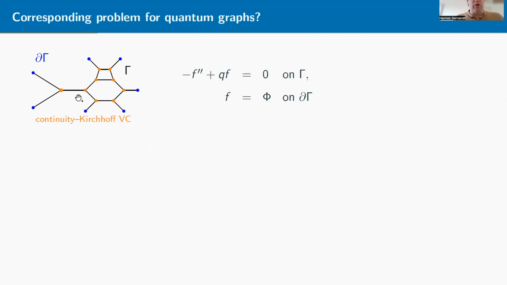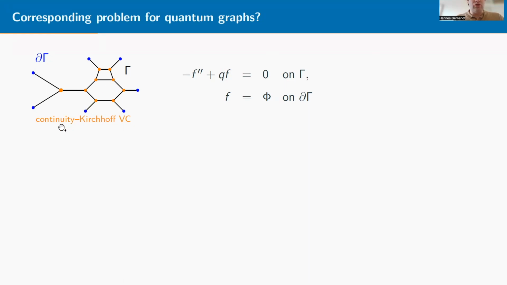You can think of having functions here on the edges. And on these edges, you have a differential operator. So we have minus second derivative plus some potential. It's the same operator as before, but now on a one-dimensional spatial interval. And these functions on the edges need to satisfy certain interface conditions.